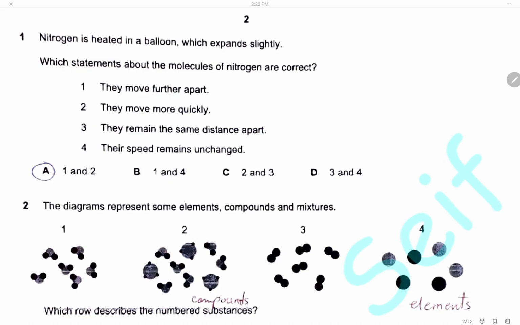Nitrogen is heated in a balloon which expands slightly. Which statements about molecules of nitrogen are correct? They move further apart. Of course, this is correct because the balloon expands. And they move more quickly. As we heat the balloon, the nitrogen molecules gain kinetic energy and, of course, move quicker or faster. So this is also correct. And we have 1 and 2 correct statements. So the answer will be A.